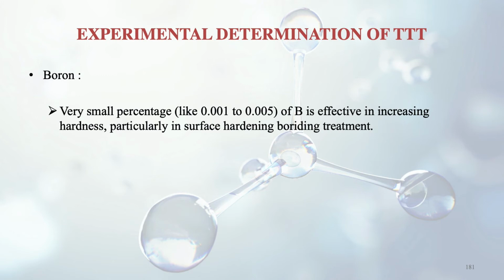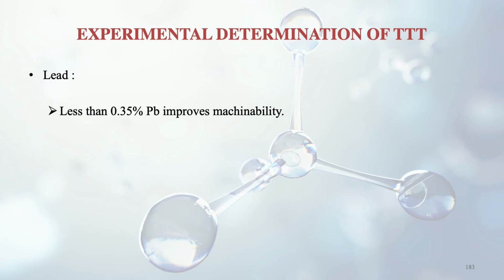And it is effective in increasing hardness, particularly in surface hardening. So boron is a kind of element which very much helps in finishing processes because of this effect that it gives us surface hardness. And the last one is lead, and if less than 0.35%, lead improves the machinability of the steel.